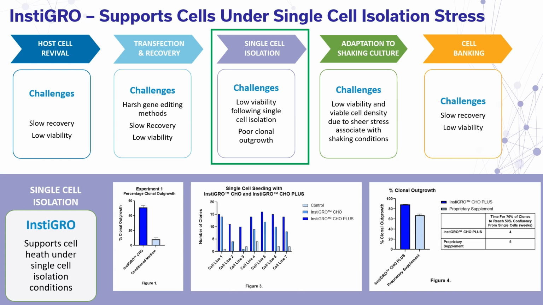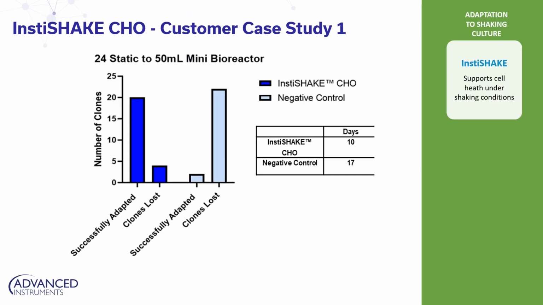We will now move on to explaining the uses and benefits of InstaShake CHO for adapting clones to shaking culture. Following single-cell isolation and outgrowth, clones are expanded and adapted to shaking culture so that they can be grown at higher densities. This not only enables clones to be banked for future research and master cell banks, but also enables protein expression stability studies to be conducted.